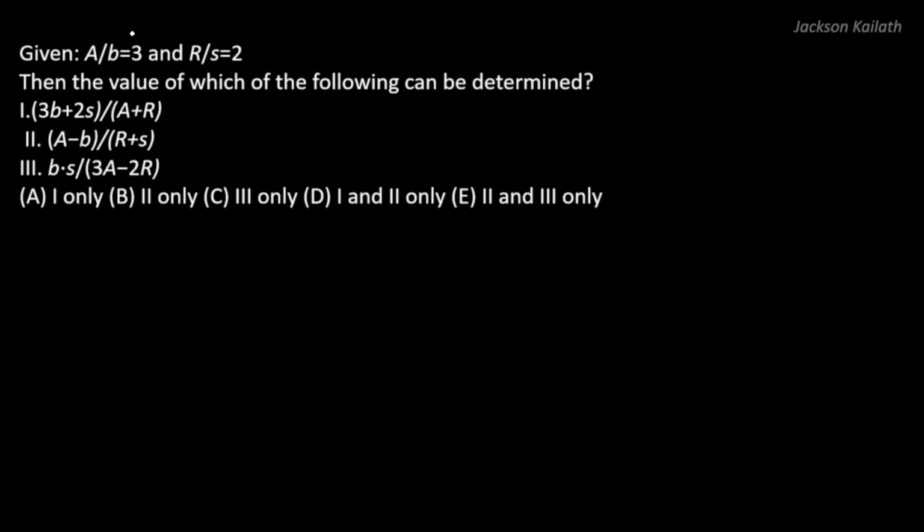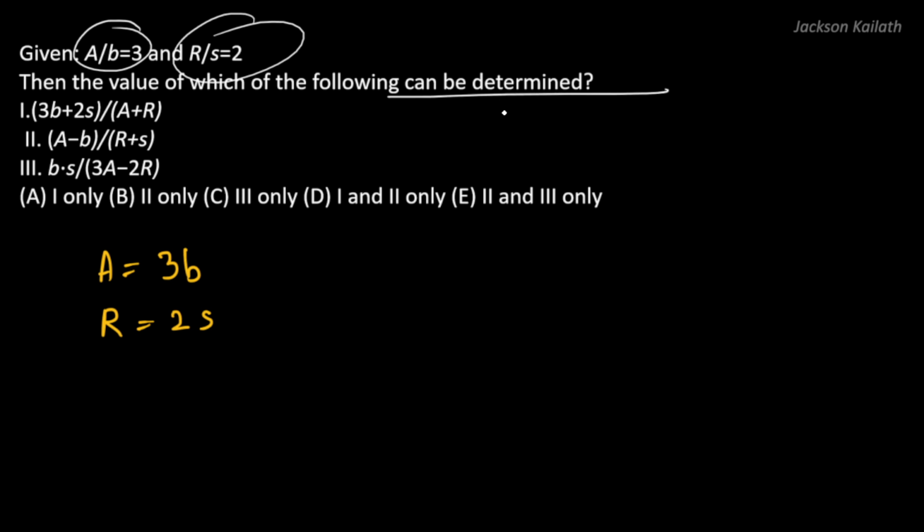So over here, it's given that A by B is equal to 3, and it's given that R by S is equal to 2. So we can rewrite this as A is equal to 3B and R is equal to 2S. All right. Now again, over here, we need to check which among these three statements can be determined. So that's the question. So let's take a look at statement 1.